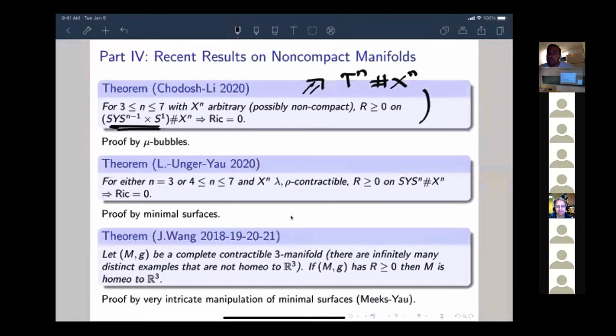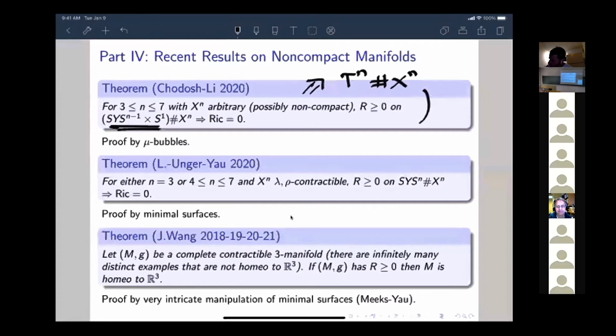We had been trying to prove the generalized positive mass theorem for a while, but it was reading this paper of Chodosh-Li that really got us started. Anyway, we have a kind of similar theorem, but using minimal surfaces, and that has some advantages, but it has some drawbacks.